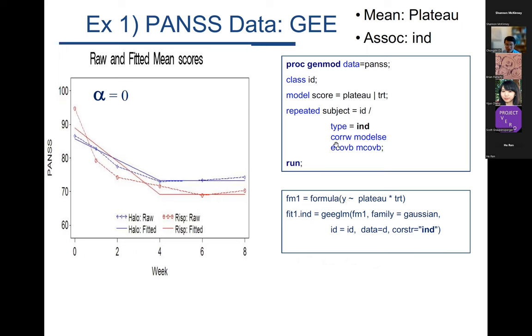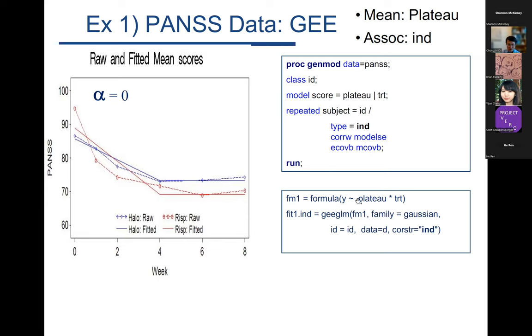Now, I think in the example, because I wanted to show you the difference between model-based standard errors and the empirical variance estimators, I really have this model SE. I ask the program to also output model-based standard errors.